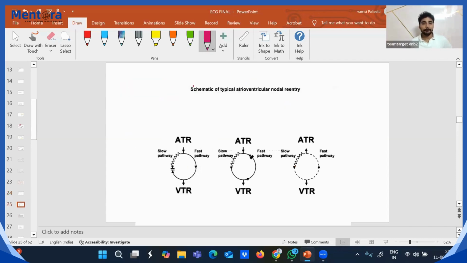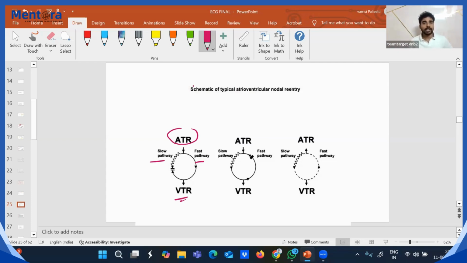So let us see this image. This is your atria. This is your ventricle. This is your AV node. Normally the AV node contains two pathways. One is called the fast pathway, the other is called the slow pathway. Clear? So please listen to this for just five minutes. If you understand this, it's very easy.